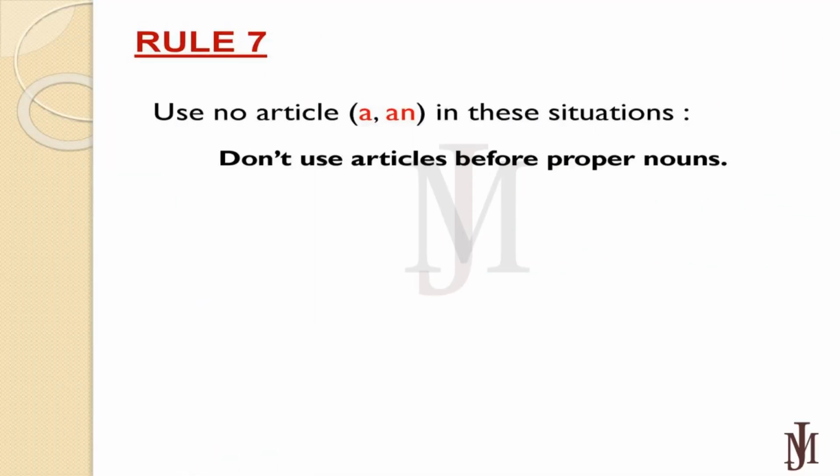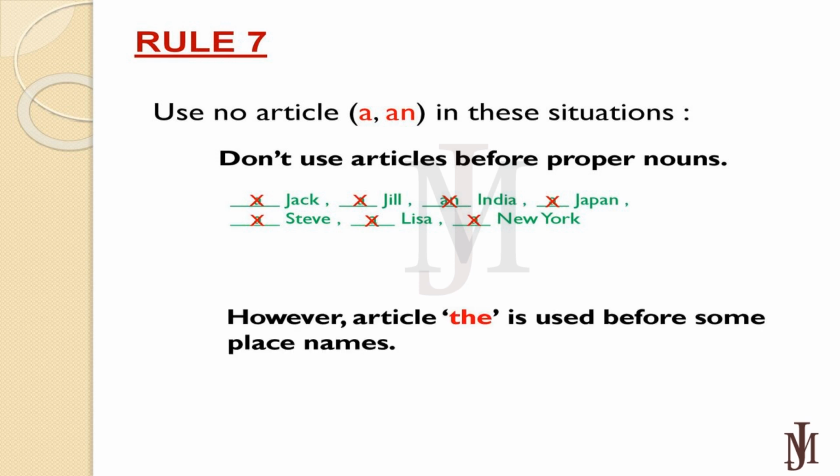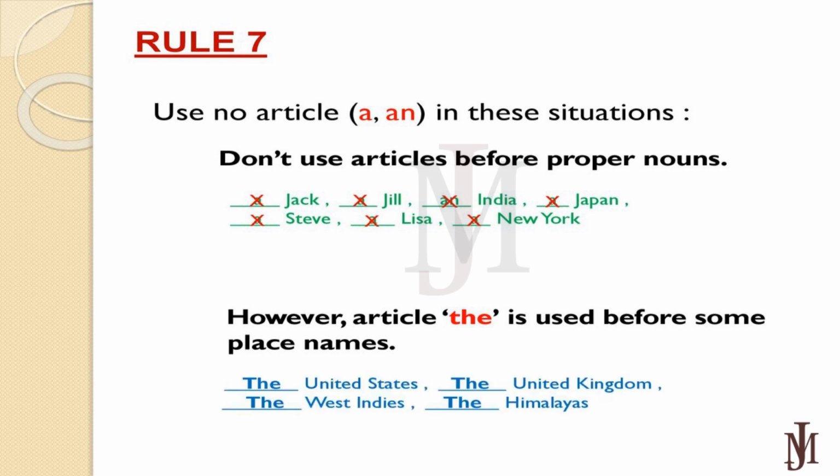Rule number 7. Use no article in these situations. Don't use article before proper nouns, before the names of people or places. We don't say a Steve, a Lisa, a New York, a Japan. However, some place names have the before them as thought of the place. For examples, the United States, the United Kingdom, the West Indies, the Himalayas.